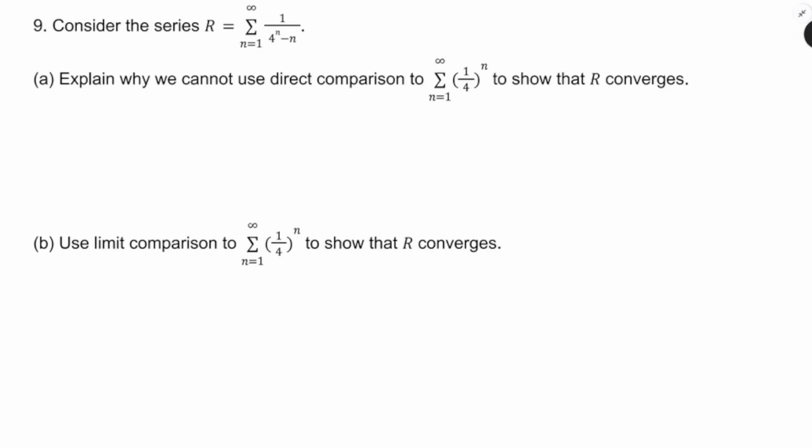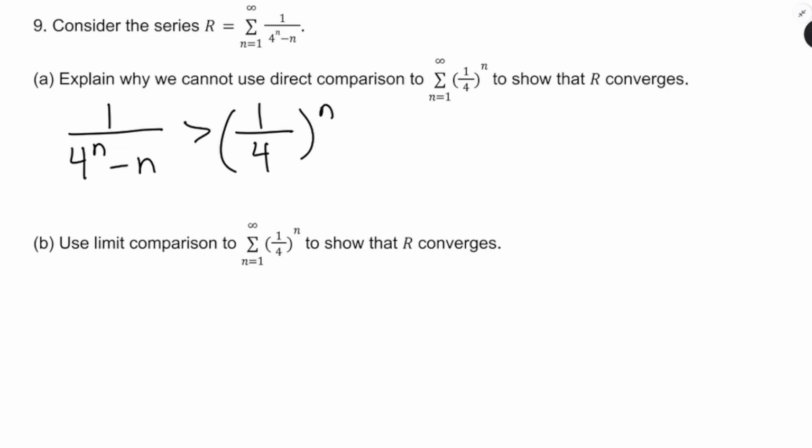Why can't we use direct comparison to show that r converges? We'll need to use limit comparison. The reason is that the inequality isn't going to hold, because we're subtracting in the denominator rather than adding. If we wanted to show convergence, we would need the terms of r to be even less than the terms of this geometric series, and that's not what's happening. It's less in the denominator, which leads to a greater result. So 1 over 4 to the n minus n is actually greater than 1 over 4 to the n.